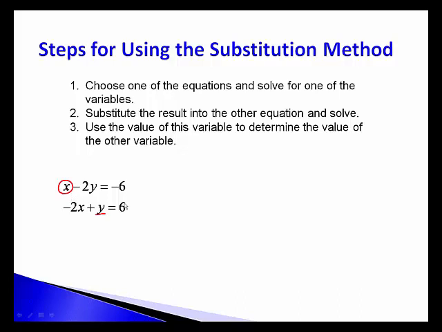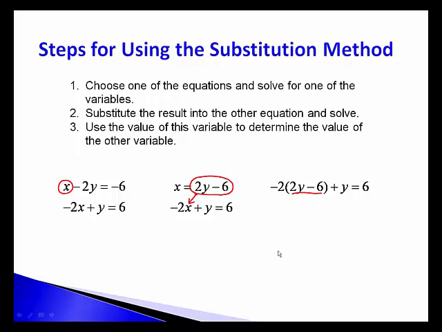We'll do that by adding 2y to both sides. That'll give us x is equal to 2y minus 6. We're now supposed to substitute the result into the other equation. Well, this is the result right here, and we're going to substitute it into the other equation. Instead of writing x, we'll write this right here. When we do that, we'll get negative 2 times, and then we substitute it in and get 2y minus 6, plus y is equal to 6. And all we've done is substitute that right there in for x.